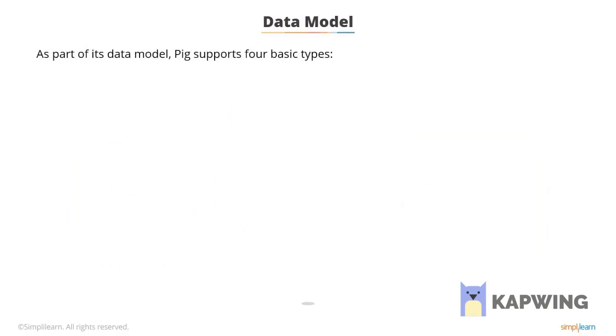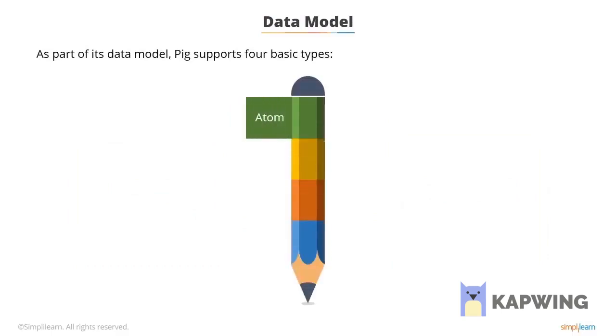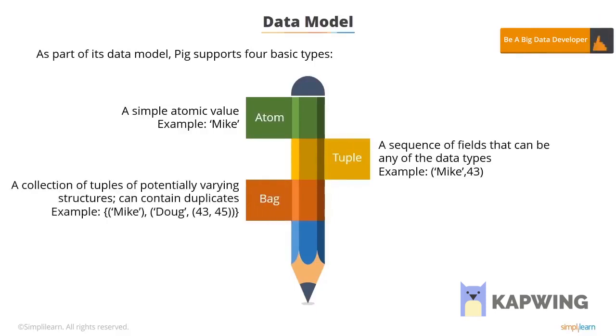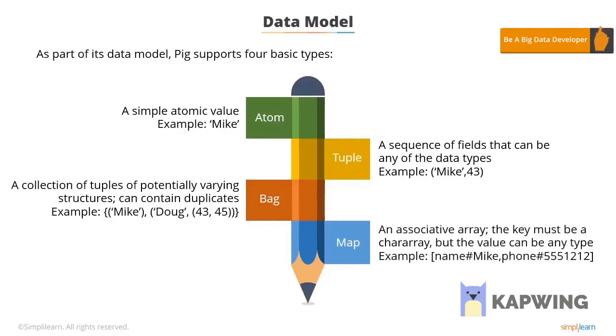As part of its data model, Pig supports 4 basic types. The first is atom, which is a simple atomic value like integer, long, double, or string. The second is tuple, which is a sequence of fields that can be of any data type. The third is bag, which is a collection of tuples of potentially varying structures and can contain duplicates. Finally, there is map, which is an associative array. The key must be a character array, but the value can be of any type.